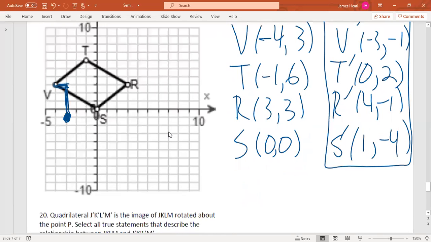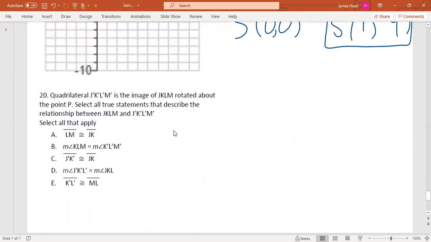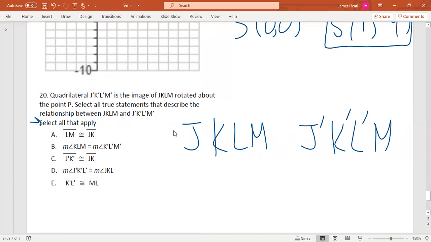Last but not least for part 1 here, we're given another transformation. A quadrilateral was rotated around some point, and you're asked to select all of the statements that would be true about it. The key to this question is remembering one simple rule. Transformations, rotation, reflection, translation, they are basically the building blocks of what make congruent figures. So you're looking for basically what is true about the congruent figure here. So JKLM and JKLM primes. All we gotta do is just test which ones are actually true.